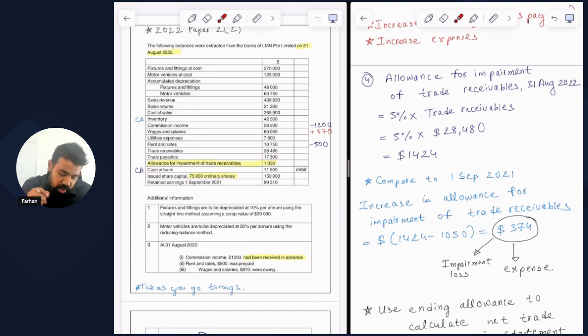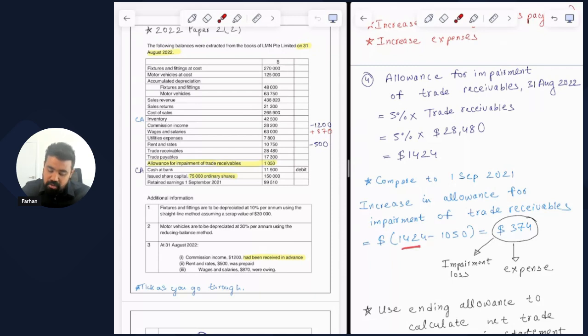Now, let's check the allowance for impairment of trade receivables that we're given in the list of balances here. So this is 1,050. So this balance that's given here mainly refers to the opening balance we had at 1 September 2021 or the closing balance from the previous financial year ending 31 August 2021. So in the previous financial year, we had $1,050 as the allowance for impairment of trade receivables. But in the current financial year, you've got $1,424, which means that there is an increase in this allowance, right? And this increase in allowance for impairment of trade receivables is what we also classify as an impairment loss, which is an expense.